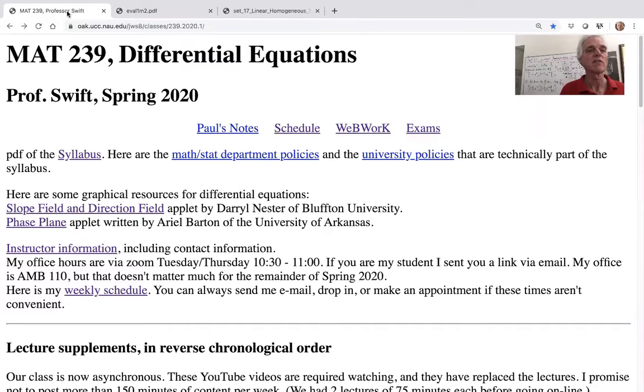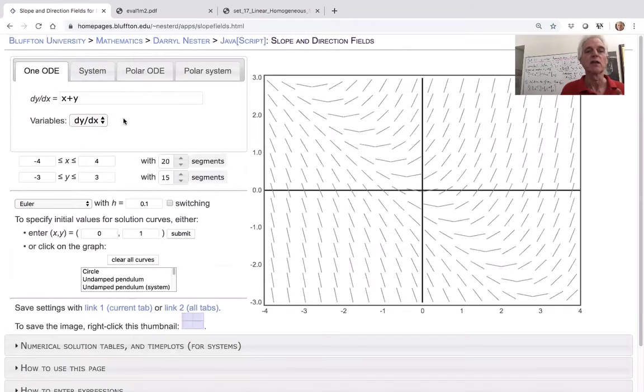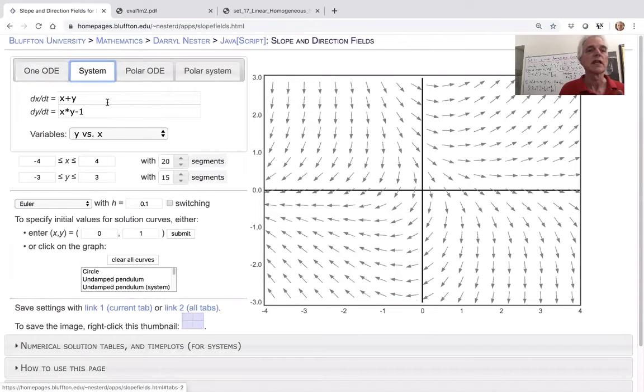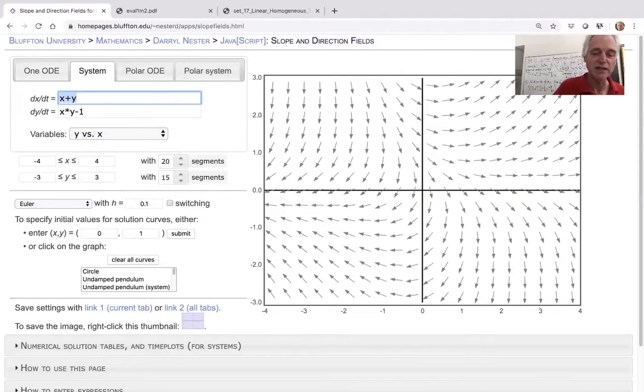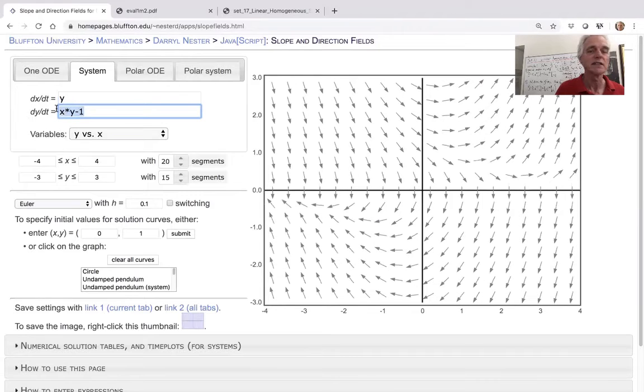So in fact, let's solve that differential equation here with our favorite app, our slope field and direction field app. Okay, we're going to go to system. And we have various choices. We don't have y1 and y2 as choices, so we're going to have to use y versus x. So dx/dt is y. dy/dt is, let me look at that, 2x minus y.